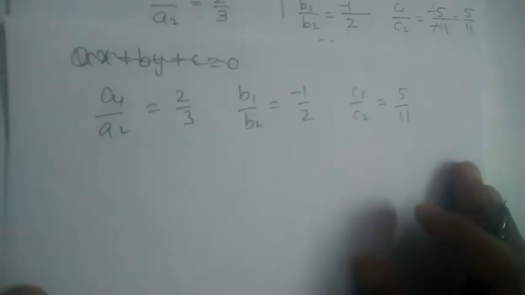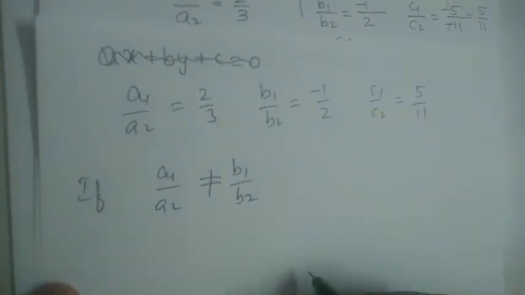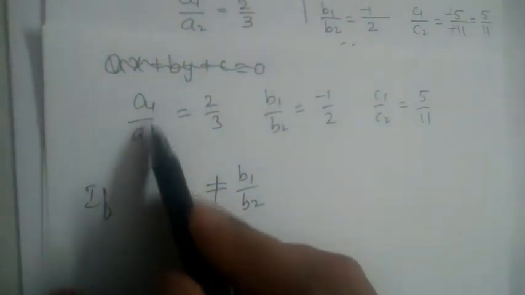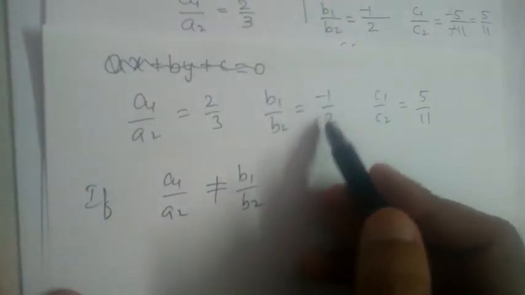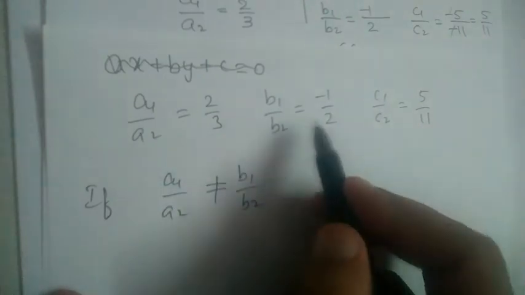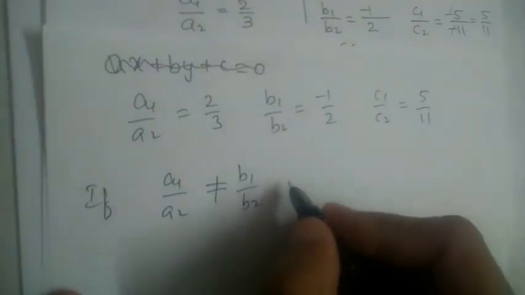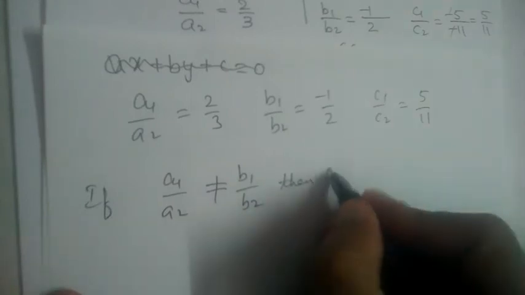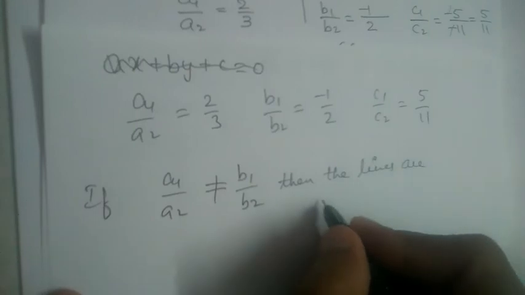Okay. So if a1 by a2 is not equal to b1 by b2, okay, see, a1 by a2 is 2 by 3 and b1 by b2 is minus 1 by 2. If these two are not equal, that means a1 by a2 is not equal to b1 by b2, then the lines are intersecting lines.